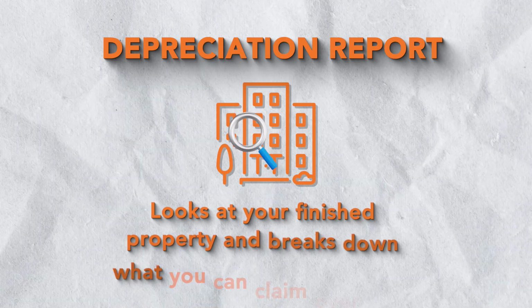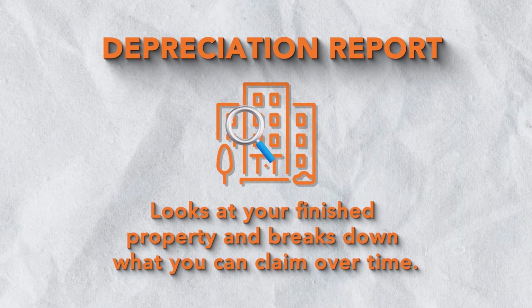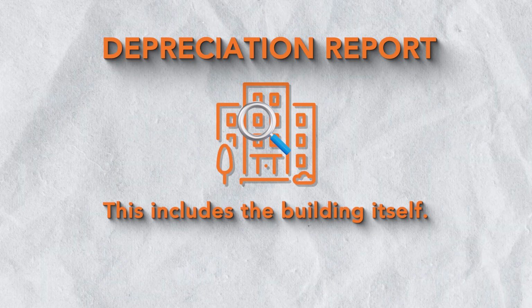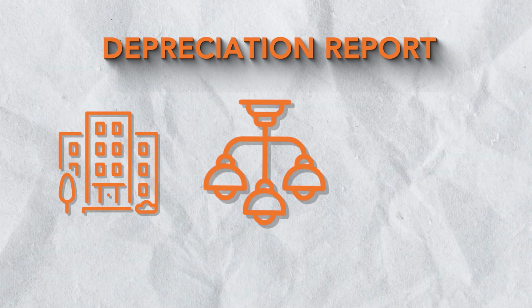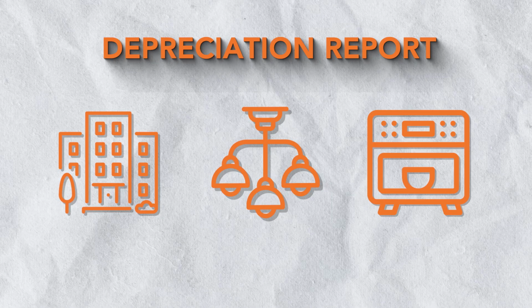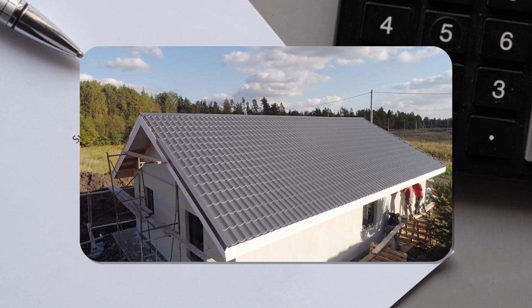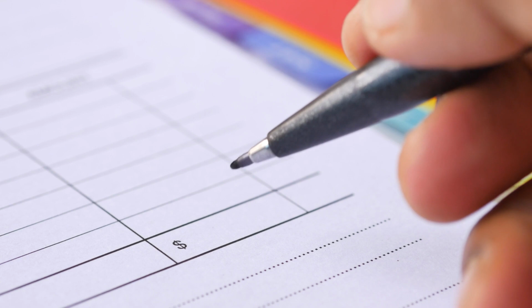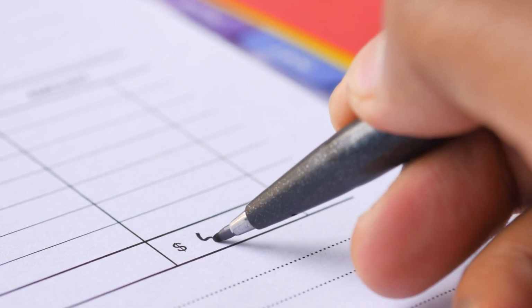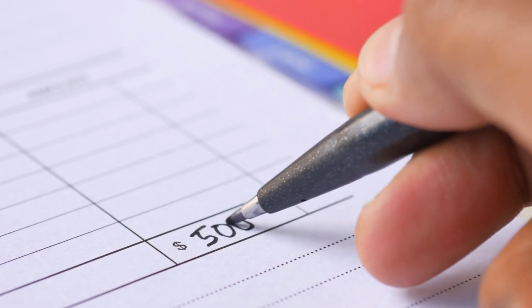Let's take this one step further. A depreciation report looks at your finished property and breaks down what you can claim over time. This includes the building itself, plus items like fixtures and fittings. These are claimed gradually each year. This is also where your council cost report connects. The fee you pay for that report is usually part of the construction process. Because of that, it is treated as a professional fee and can be included in your depreciation schedule as part of the building cost.